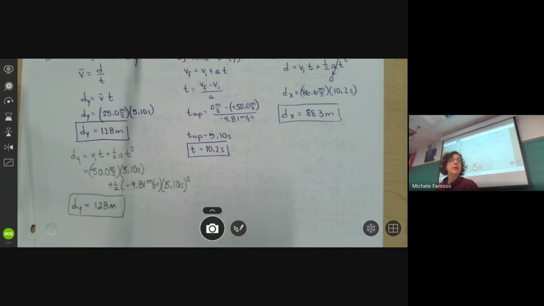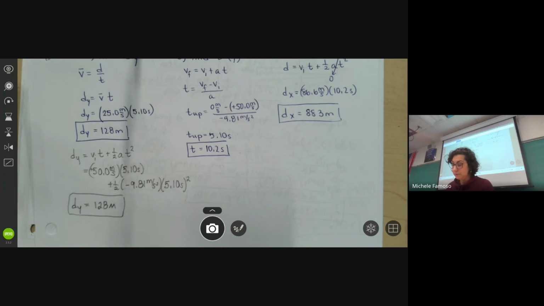Okay, any questions on problem 3? Yep. Calculate for the maximum height. What's the precise answer? 128 meters. I don't know why, but I have 127. Okay, you have a sig fig error. It's got to be 3 sig figs because of the initial speed and the time. I want 127.4.